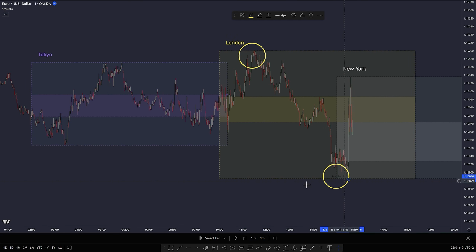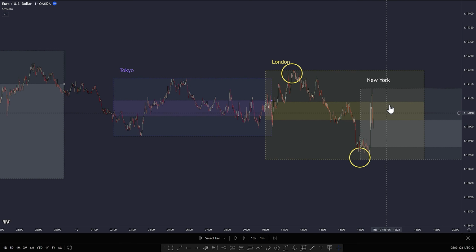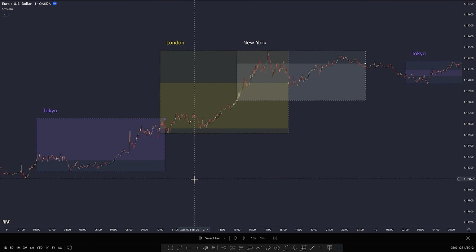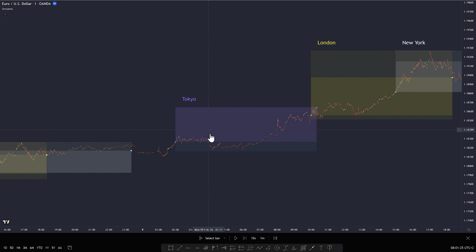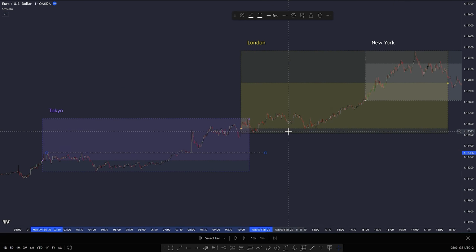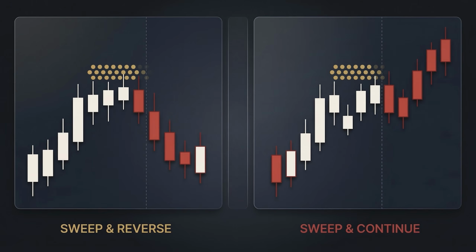But here's the problem. This entire system fails in one specific scenario, and when it fails, it fails hard. Price sweeps the level, you enter the reversal, and it just keeps going. No trap, pure continuation. And the candles that signal a real breakout versus a liquidity hunt look almost identical.